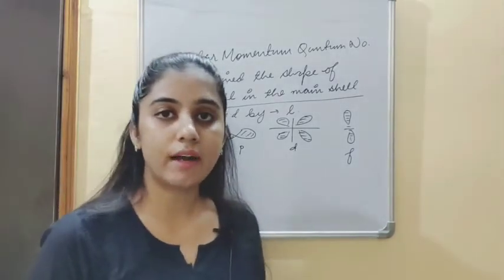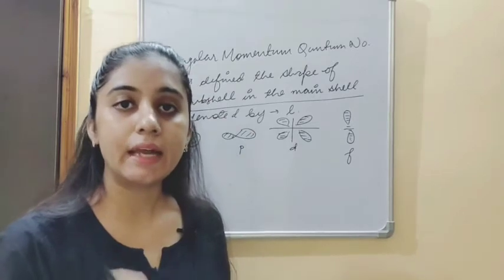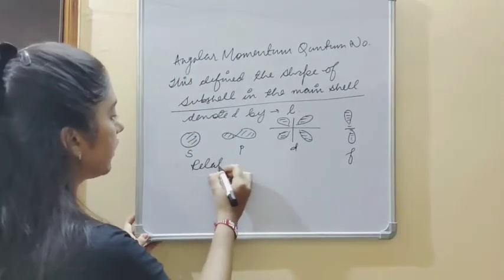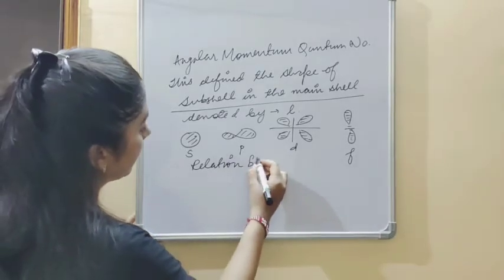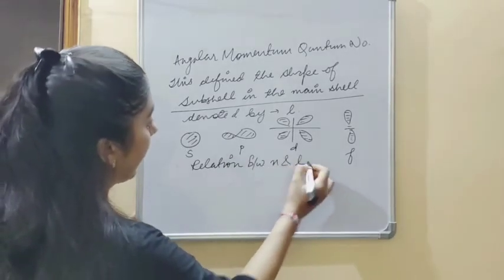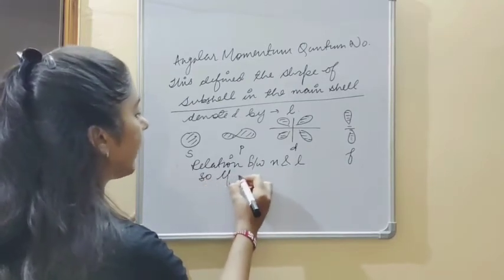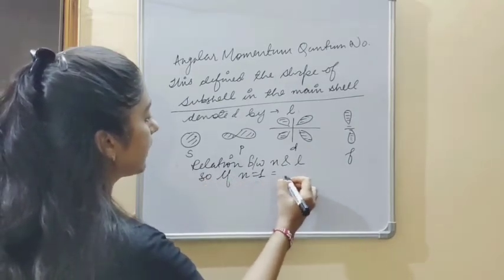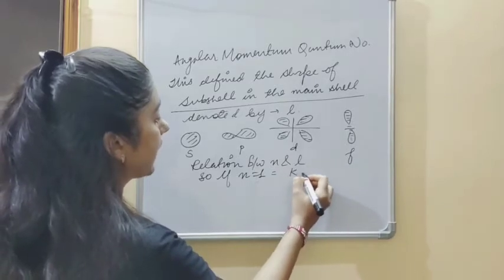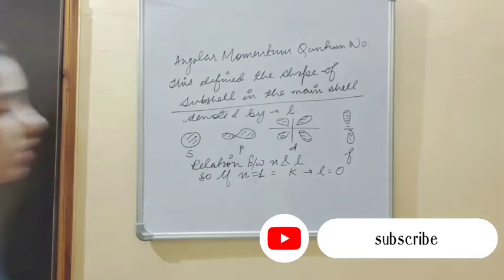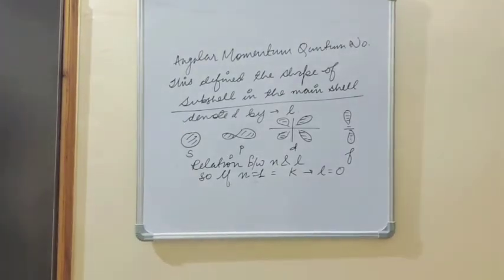Now we have to define the difference between the n and the l value. Relation between n and l. If the value of n equals 1, then the shell will be K and the l value equals 0. On the basis of this relation we can find out the number of l values.